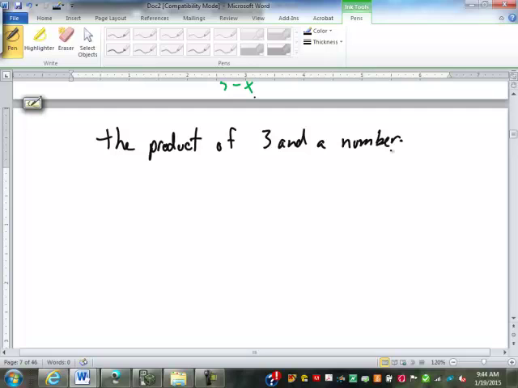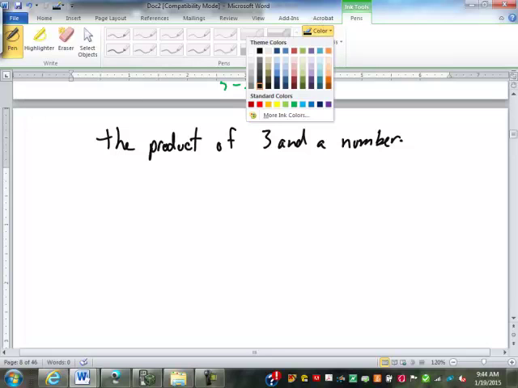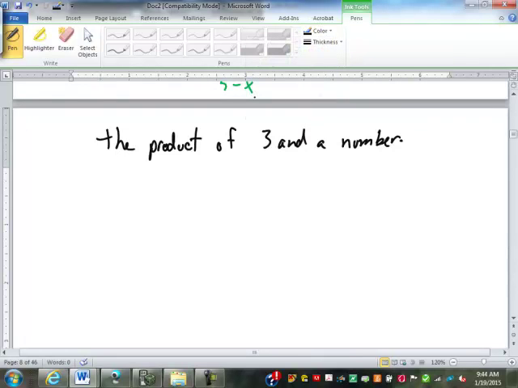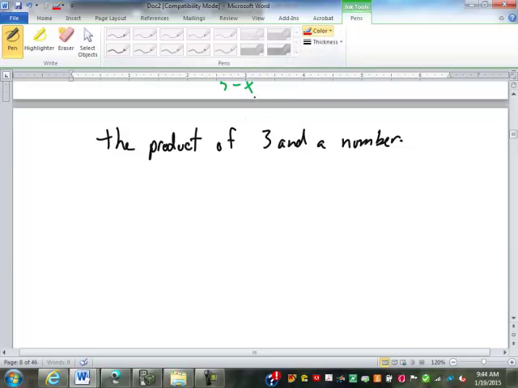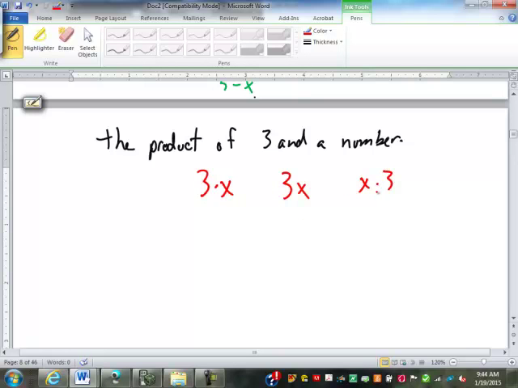We'd have a phrase like the product of 3 and a number, or the product of a number and 3. It really doesn't matter. What's product? What operation does product indicate? Multiplication. The product of a number and 3 would indicate 3 times X, or usually just written as 3X. If you wrote X times 3, that's fine as well, because remember we talked about commutative last Thursday, you can change the order.